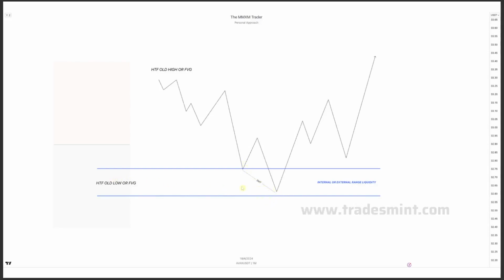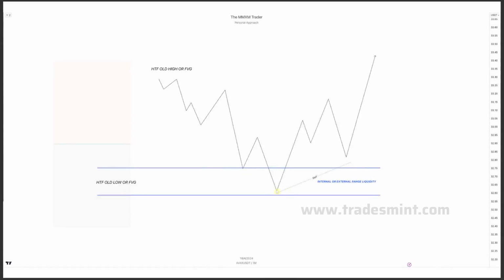And what is going to be key is the SMT that forms within that internal or external range liquidity. It can be formed either on this low or on this low, but it is key that there is SMT formed on that higher time frame key level for the change in the state of delivery and that market structure shift. If there is no SMT, there is no opportunity.